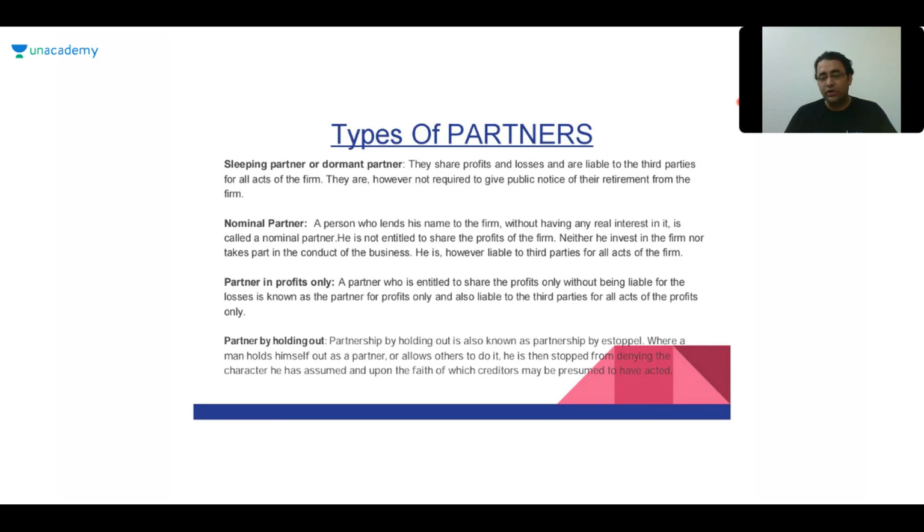Hi Ketan, so who is an ostensible partner? An ostensible partner is similar to a partner by holding out, who projects himself to be a partner in the firm even though he is not.